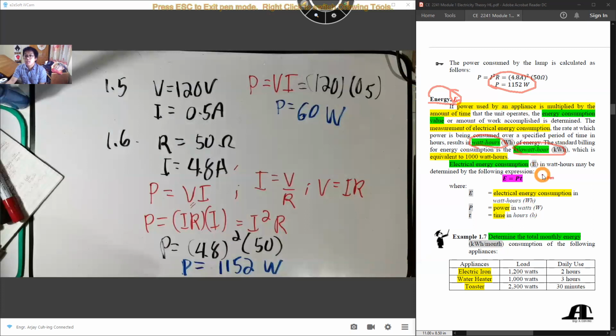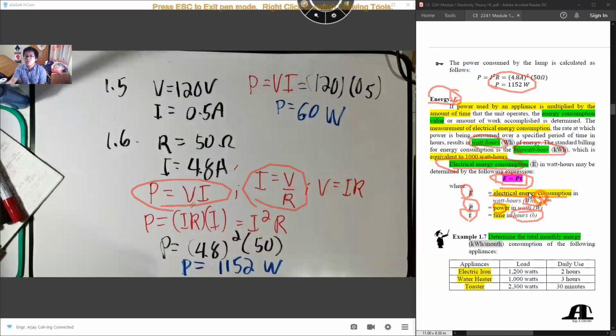Okay? So technically class, ito again yung E natin class is yung electrical energy consumption in watt hours may be determined by the following equation. So ito yung pangatlong equation natin class. So yung una equation natin class, di ba, Ohm's law. Tapos yung Joule's law. Tapos class yung formula natin for electrical consumption or energy. So energy class is equal to yan, power times time. Okay? So yung E dyan class is yung electrical energy consumption in watt hour. Okay? P natin class is in power. Again, class nasa watts tayo dito. Tapos yung time natin class is in hours.